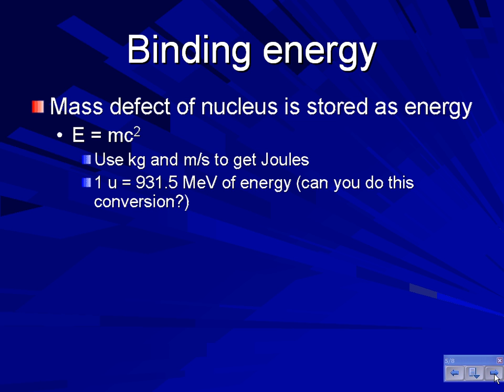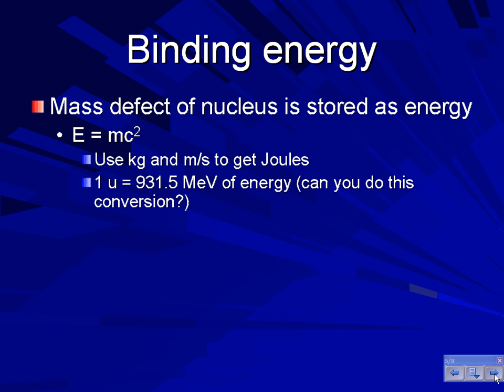If you can figure out how much mass is missing, then you can calculate how much energy is holding that nucleus together, or how much energy it would take to rip that nucleus into its constituent parts. Okay? That's called the binding energy. If I use Einstein's equation, E equals mc squared, and I use my mass in kilograms and speed of light in meters per second, then it'll tell me how much energy I get in joules.